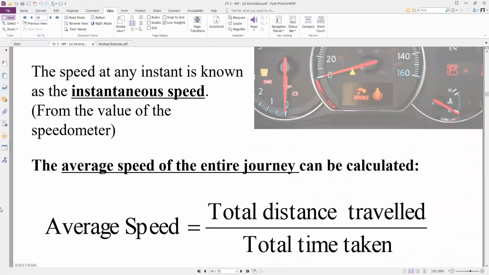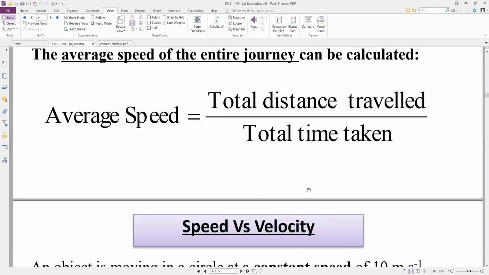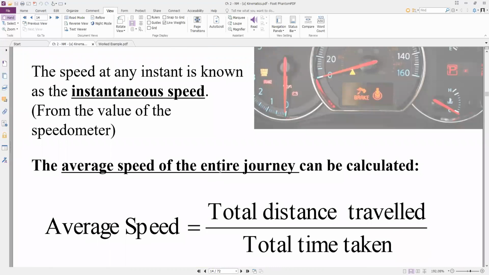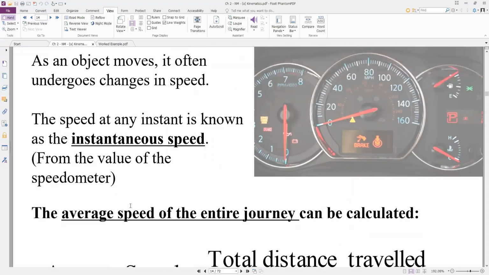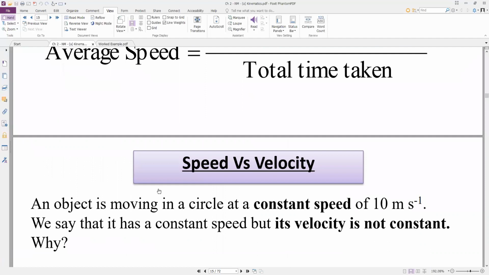How do we calculate the average speed? The total distance traveled over the total time taken. The average speed of the entire journey can be calculated by this formula: the total distance traveled over the total time taken. And this is the definition of speed. The speed at any instant is known as the instantaneous speed.